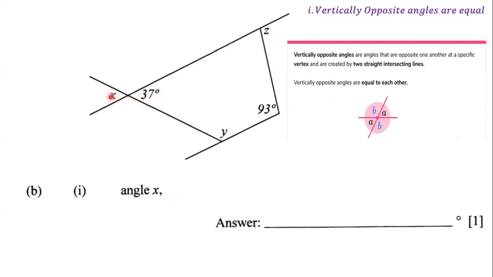So these two angles are vertically opposite. What does that mean? That means that they are equal. And so that means that the size of angle X is 37 degrees because vertically opposite angles are equal.